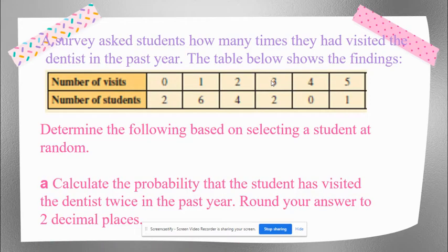A. Calculate the probability that the student has visited the dentist twice in the past year. So they didn't say more than twice. They just said exactly twice. So those who went twice, there were 4 students. Round your answer to 2 decimal places.